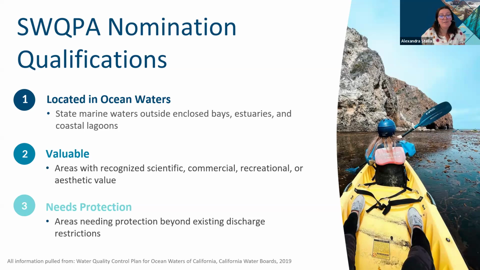Maps, reports, data, and photographs can all help show these 3 requirements so that you can nominate a potential site. Our goal is to use the SWQPA statewide assessment tool to help people gather that information and understand some of the value that a site can bring, explore potential nomination sites, identify available data, and think through where additional information may be needed.